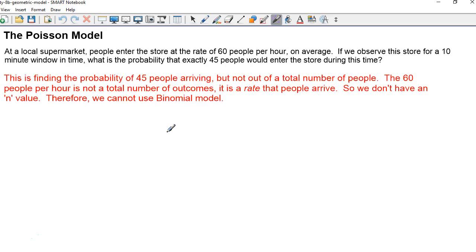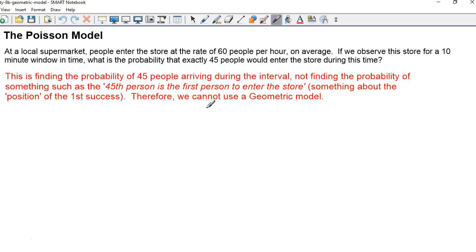Okay, so this is finding the probability of 45 people arriving. So it's a number, a count, but it's not out of a total number of people, right? The 30 people per hour is not a total number of outcomes, it's a rate that people arrive, so we don't have an n value. And because of that, it means we can't use the binomial model, so that one's out.